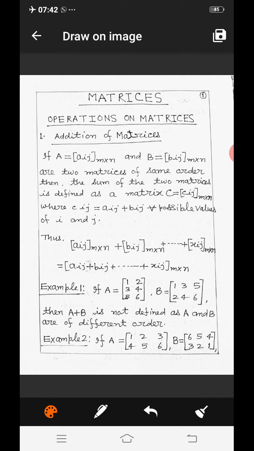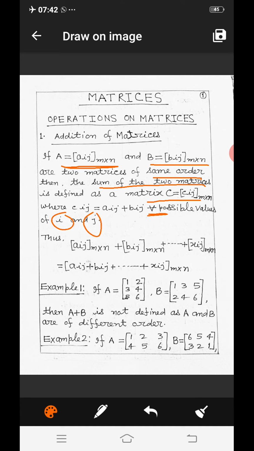If A equal to Aij and B equal to Bij are two matrices of same order, that is M by N, then the sum of the two matrices is defined as a matrix C equal to Cij of order M by N, where Cij is equal to Aij plus Bij for all possible values of i and j.